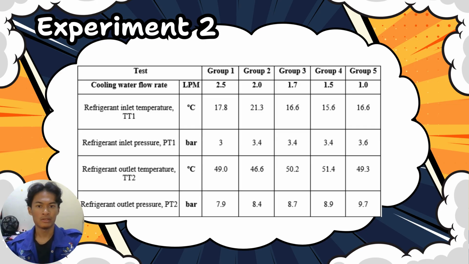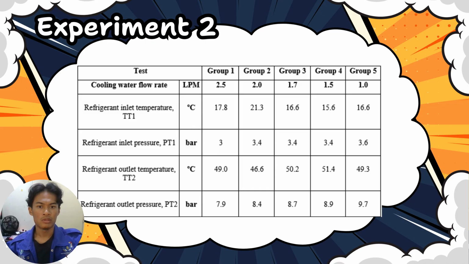7.9 bar. And then there is group 2, where the cooling water flow rate is 2.0, and the inlet temperature is 21.3 degrees Celsius. The inlet pressure is 3.4 bar. Then the outlet temperature is 46.6, and the refrigerant outlet pressure is 8.4 bar. And then there is group 3, where the water flow rate is 1.7 LPM, and the inlet temperature is 16.6, and the inlet pressure 3.4 bar, outlet temperature 50.2 degrees Celsius, and the outlet pressure 8.7 bar.